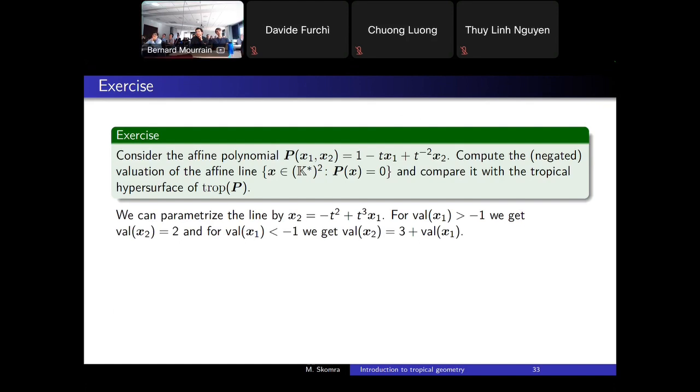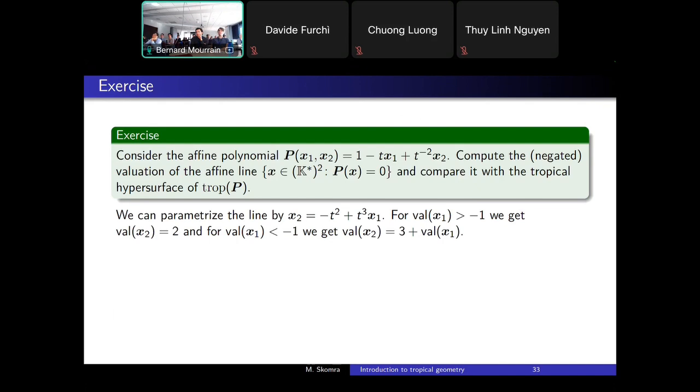Okay, so what happens if the valuation is strictly smaller than -1? Then this thing will have valuation strictly smaller than 2, and this has valuation 2. So after I add them, the valuation of this thing will dominate. So I will have this relationship. Do we agree?